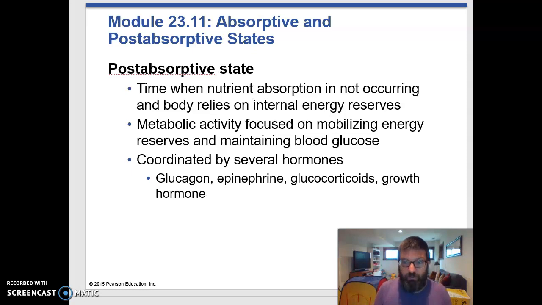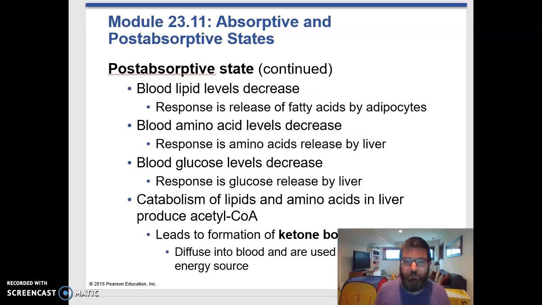Several hours later, when your stomach is empty and you're not absorbing anything anymore, you are in a post-absorptive state. Now, it's not payday anymore, right? It's been a couple of weeks, and your body needs to rely on those things that you built before, those reserves. So your blood sugar is low, which means, as we talked about several chapters ago, you are going to be secreting things like glucagon. And glucagon is going to cause you to break down your glycogen into glucose.